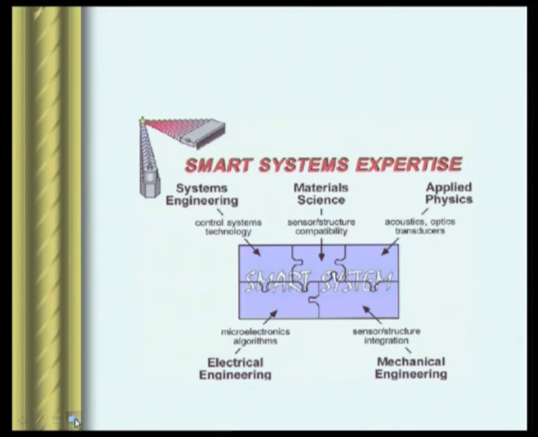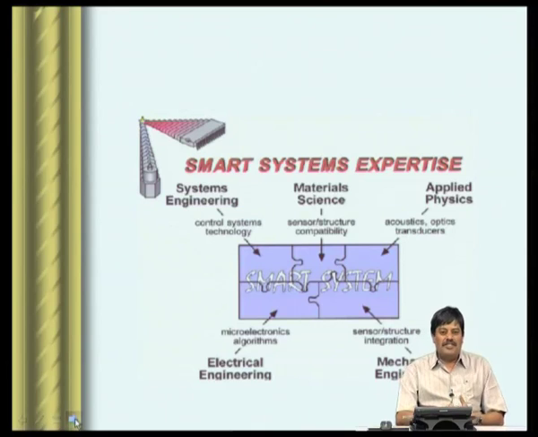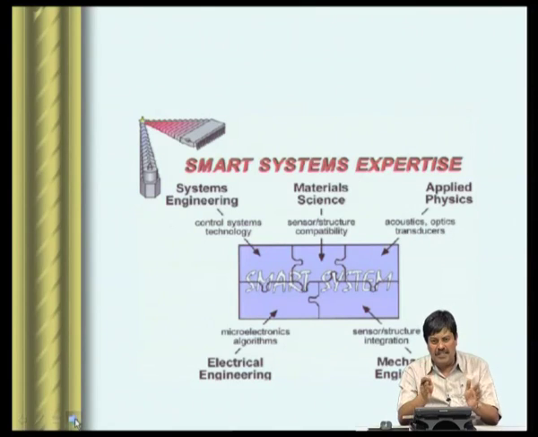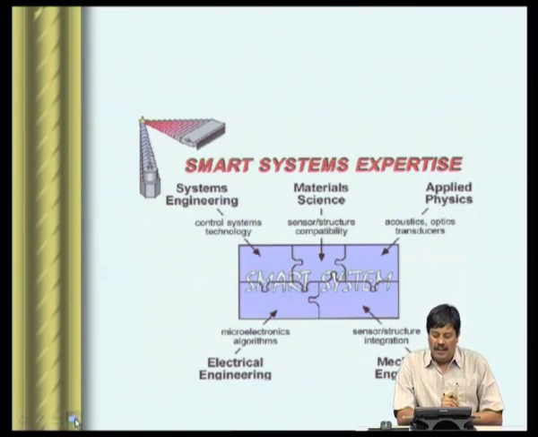So, we can think about a smart system as a big jigsaw puzzle requiring understanding of systems engineering, as I said, where the control system comes into picture. So, in this view graph I have split it in terms of specific disciplines and what area we need here. In the area of system engineering, we need the understanding of the control system. In the area of material science, we need to come up with new materials for sensors, actuators. In the area of applied physics, we need to understand acoustics, optics, transducers.